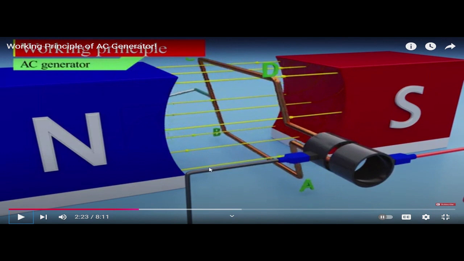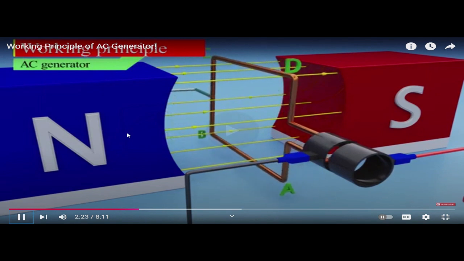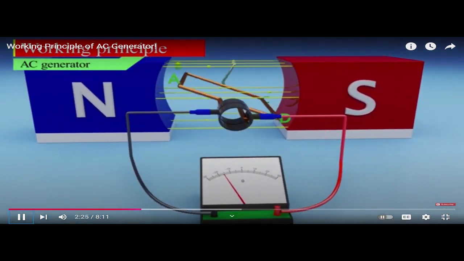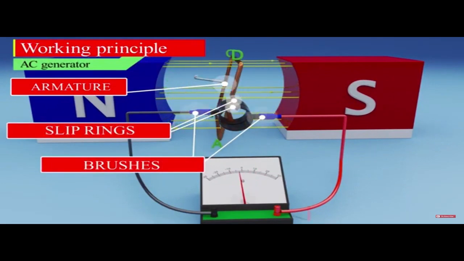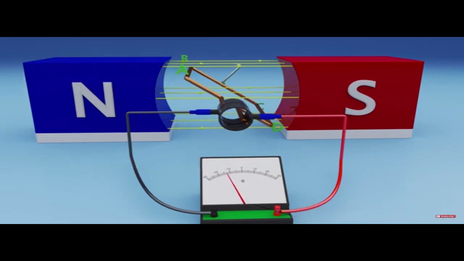As a result, as this rotates, a current is induced in the AB and CD sides, but no current is induced in the AD and BC sides. The current flows through the circuits connected to the armature. In fact, it flows through the armature, slip rings, brushes, and through the galvanometer, in which we have a response. As you can see, the galvanometer needle swings between negative and positive values. This means that alternating current passes through the galvanometer.